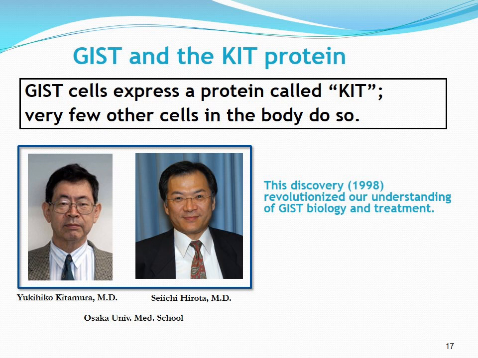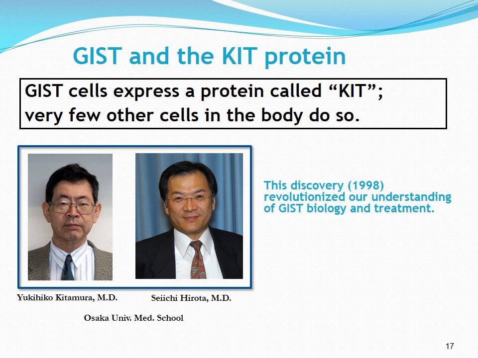It's a funny name, but it actually comes from kitten, cat, because in fact this protein was originally discovered in a virus that infects cats, but that's another long story we don't need to talk about here. So GIST cells express an unusual protein called KIT. Very few other cells in the body do that.